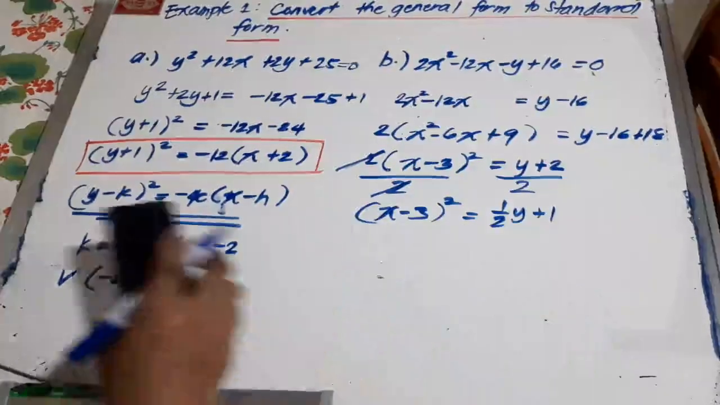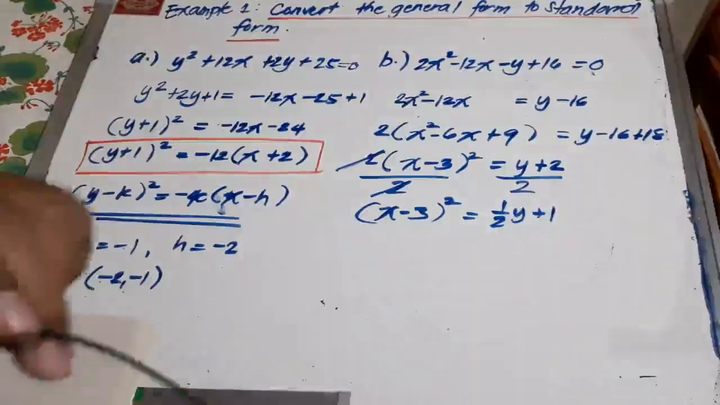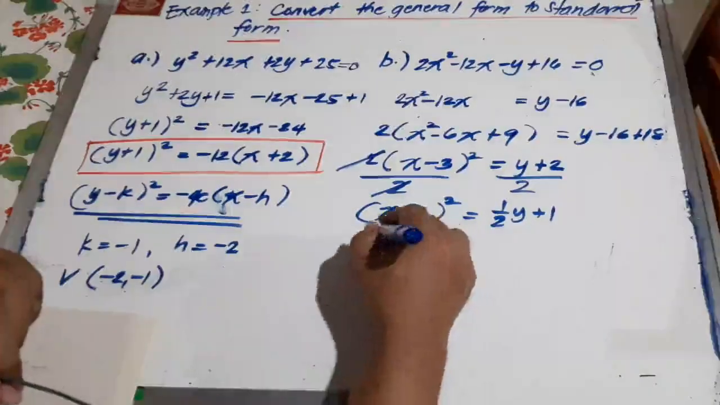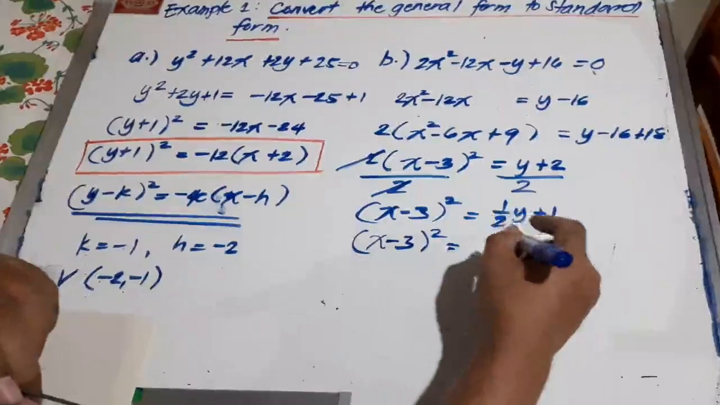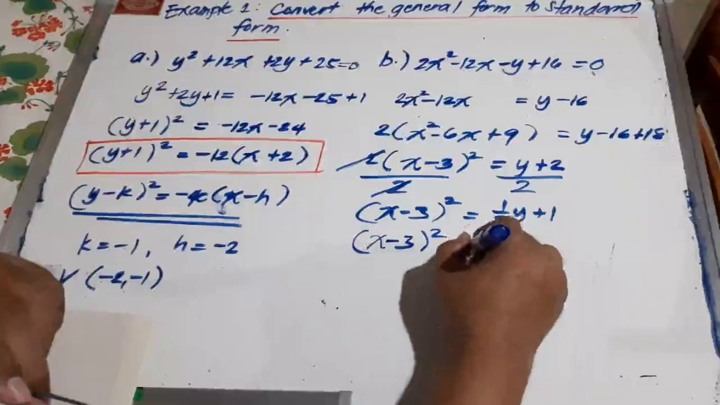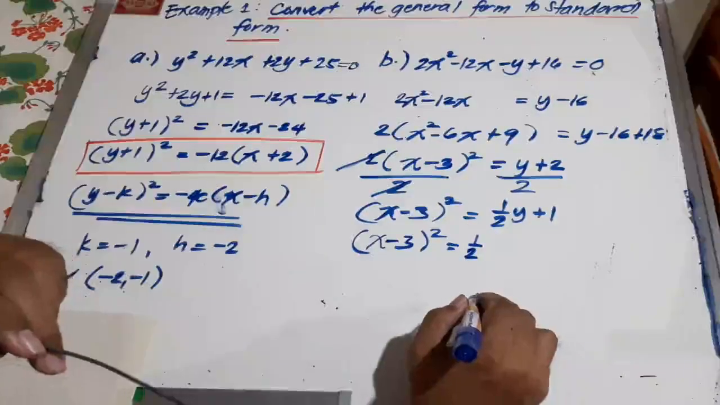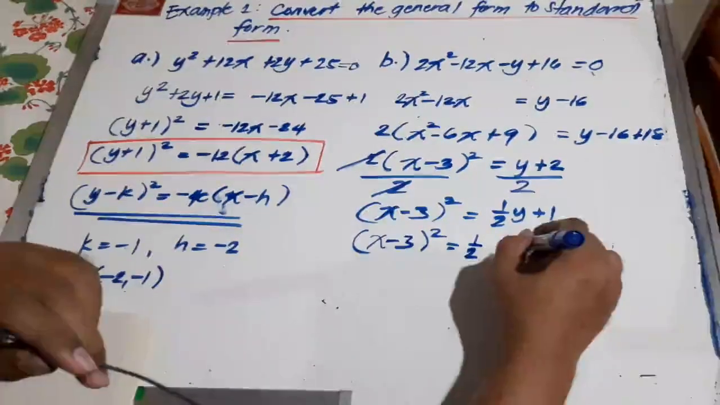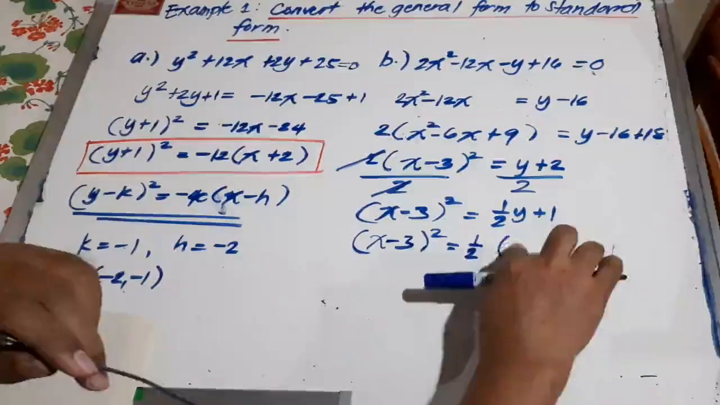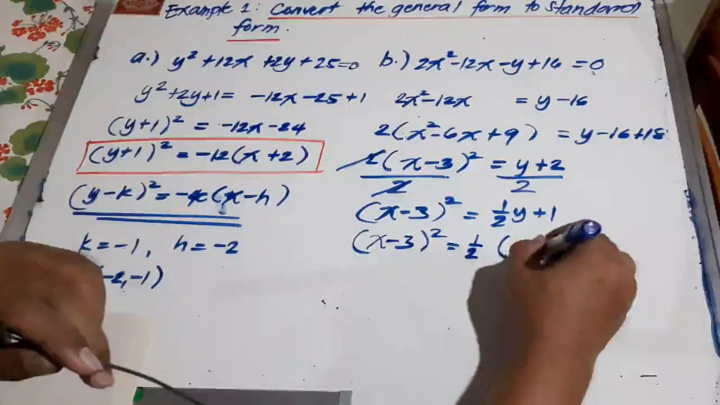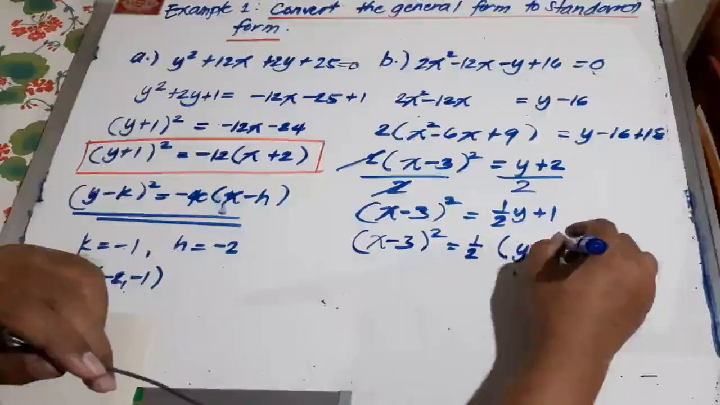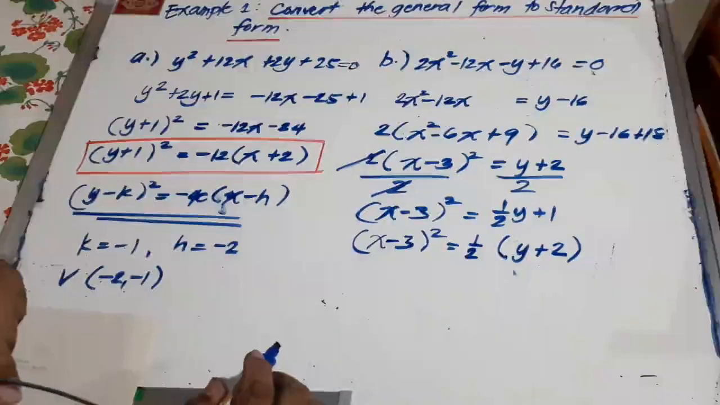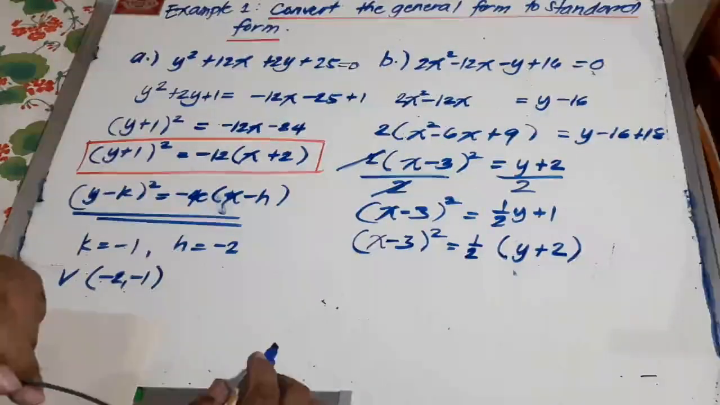Okay, so wala pa siya sa standard form. So we have the square of x minus 3 equals, we factor out 1 half, kasi ang kailangan coefficient of y is equivalent to 1. So, 1 half divided by 1 half is 1, 1y, or just simply y. And then 1 divided by 1 half is 2. Okay? So, this is now our equation of parabola in standard form.